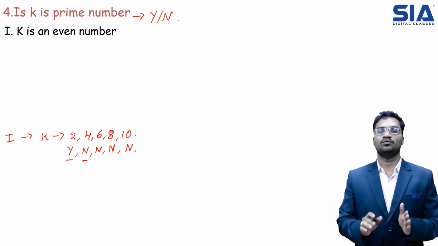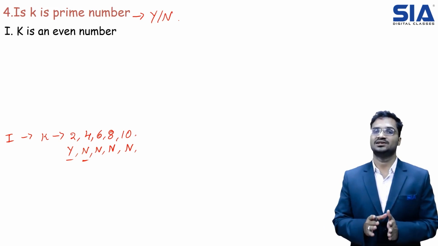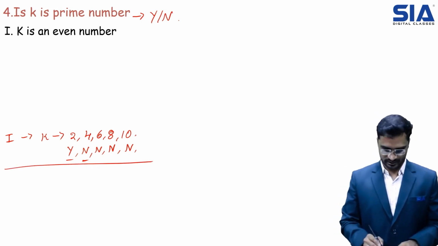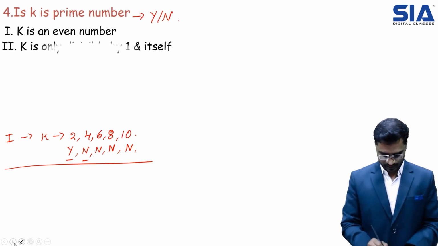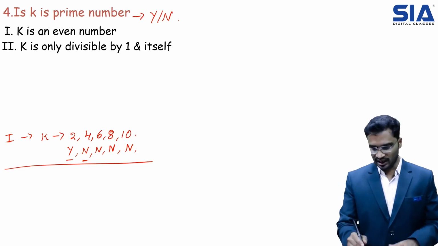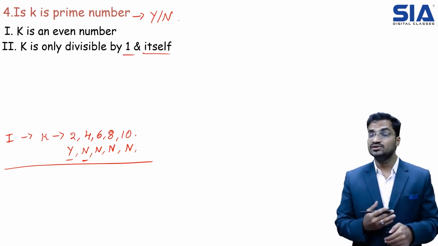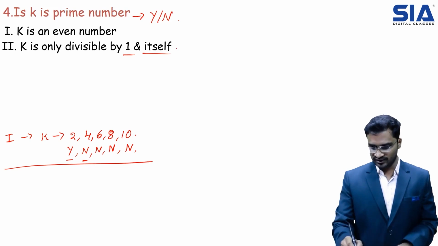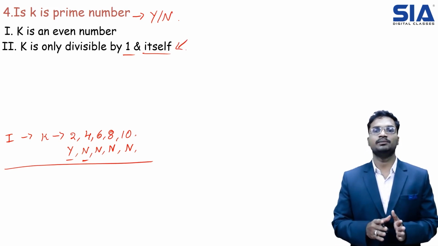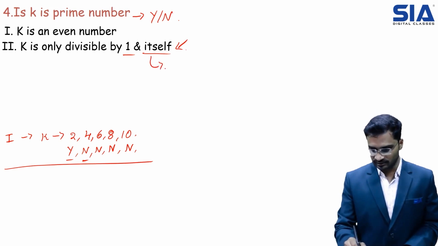So statement 1 is not sufficient to answer this question, as we are ambiguous about this statement. Now coming to the next statement, statement 2. Statement 2 says that k is only divisible by 1 and itself. After carefully examining this statement, I can say that it is nothing but the definition of a prime number.